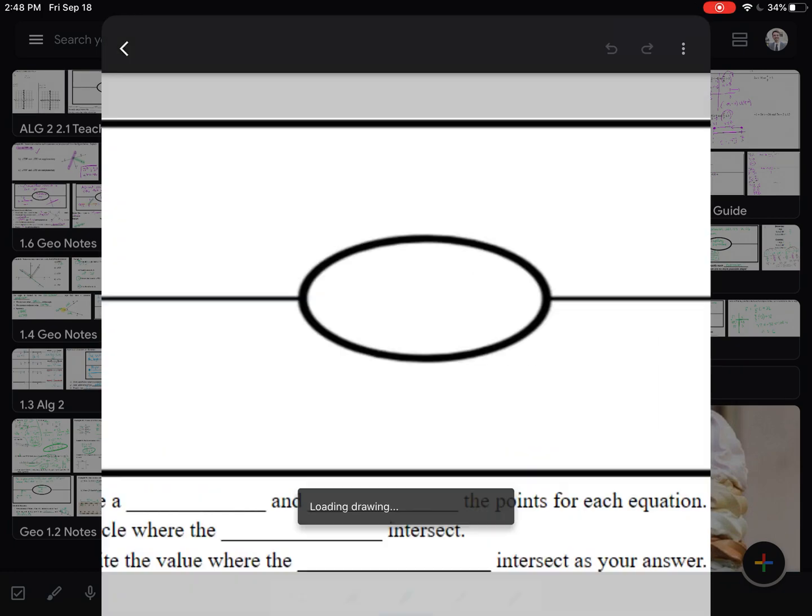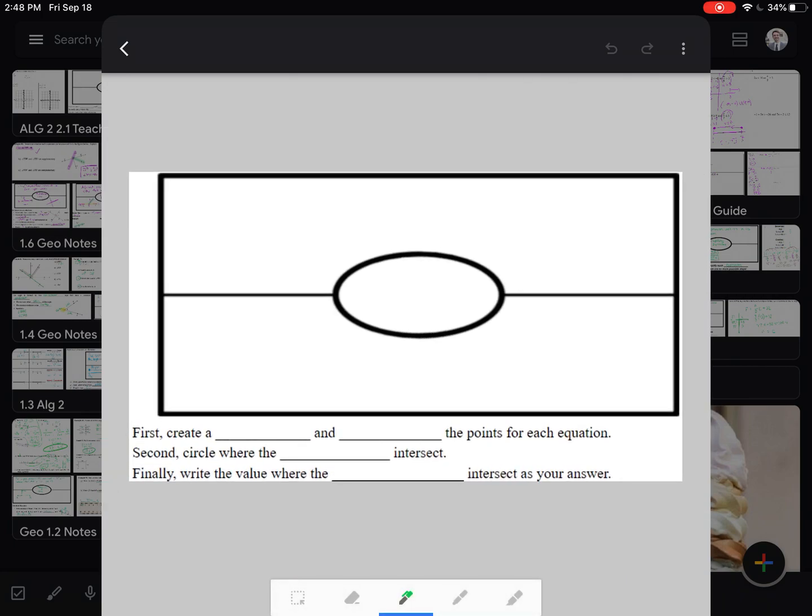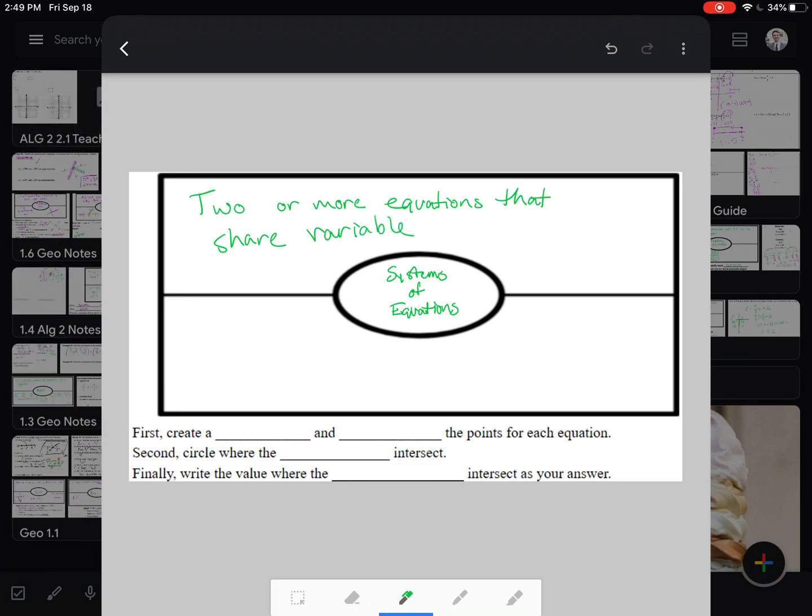All right, so first our definition. What are we talking about today? Systems of equations. When we're doing this, what this means is two or more equations that share variables. So basically we're talking about them in the same terms.